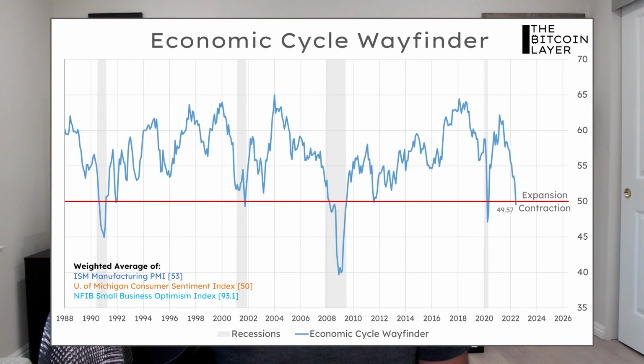Now, there are hundreds of economic indicators that are published every single month, but how do we know which ones to choose? Well, at the Bitcoin layer and through my career, I've sifted through hundreds of these economic indicators, and we've picked 3 different indicators that we believe best represent where we are in the economic cycle. We've combined these 3 indicators into one metric, which we are calling at the Bitcoin layer our economic cycle wayfinder. And with this wayfinder, we're giving our viewers a way to simply and easily understand where we are in the economic cycle. Now, I'm going to break down each one of these 3 indicators and explain them to you.